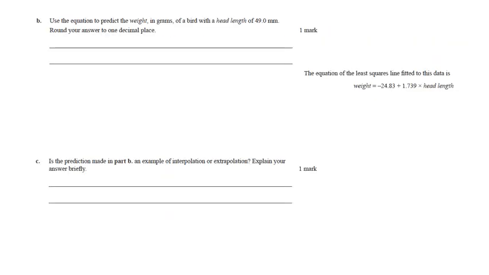Okay, this is remarkably similar to what we did before, but we've been given head length of 49, and we've got to round our answer to one decimal place. So we're just sticking numbers back into that equation again. So we've got w equals minus 24.83 plus 1.739 times, and they give us 49.0. And if we put all that into the calculator, you get 60.381. We've got to round that to one decimal place.